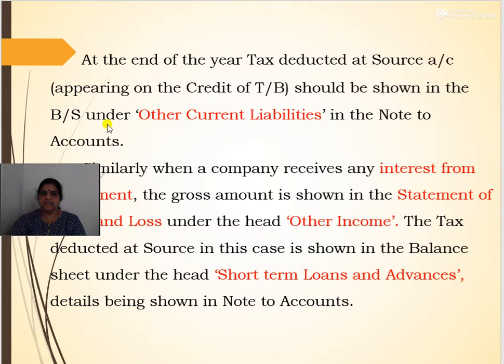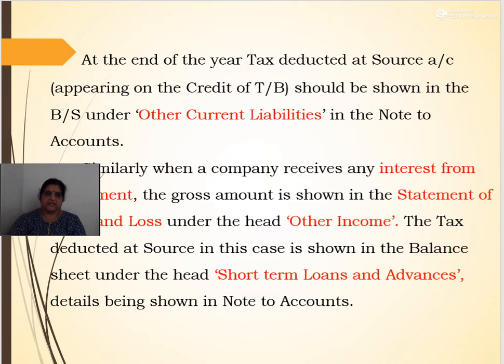But in the other case, it is shown in the balance sheet under other current liabilities. You notice the difference. In case of salary or interest expenses, that is regarding expenses, it will be shown in the balance sheet under the head other current liabilities, and in case it is interest from investment, that is regarding the income, it will be shown under the head short-term loans and advances. In both cases the details will be shown in the note to accounts. So that is the first adjustment, tax deducted at source.